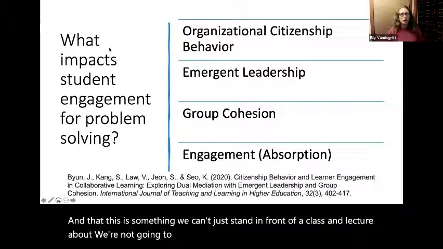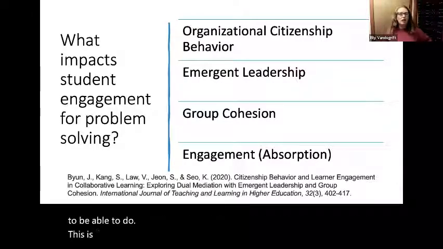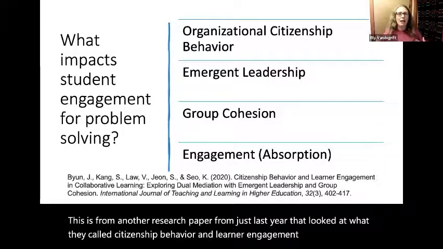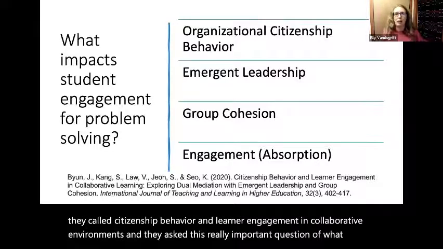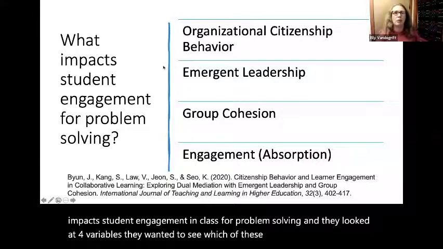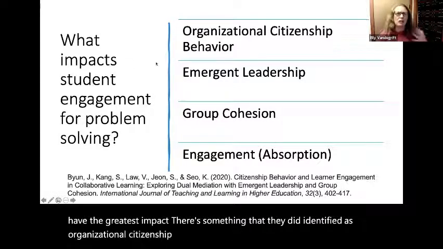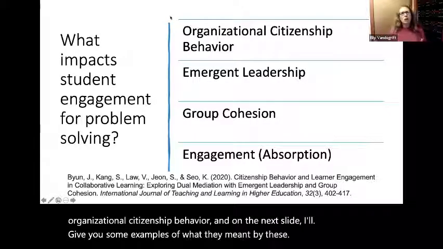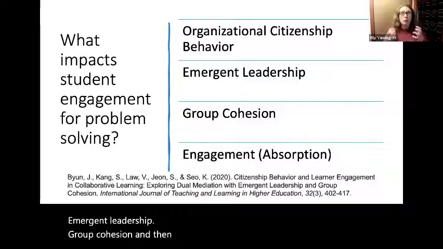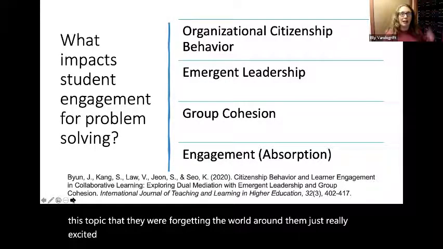This is from another research paper from just last year that looked at what they called citizenship behavior and learner engagement in collaborative environments. And they asked this really important question of what impacts student engagement in class for problem solving. And they looked at 4 variables. They wanted to see which of these variables were going to have the greatest impact. There's something that they identified as organizational citizenship behavior. And on the next slide, I'll give you some examples of what they meant by these. Emergent leadership, group cohesion, and then engagement. So how absorbed were students in this topic that they were forgetting the world around them, just really excited about the topics in the class.